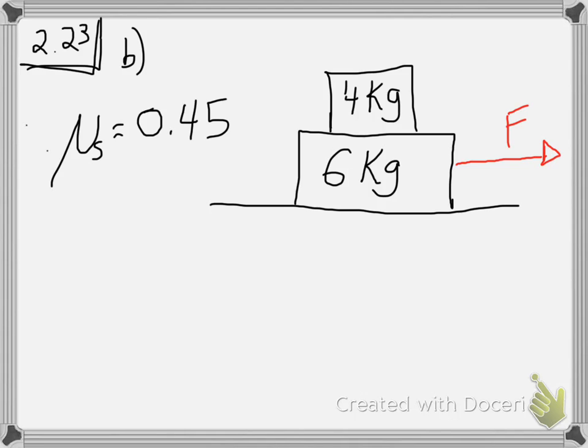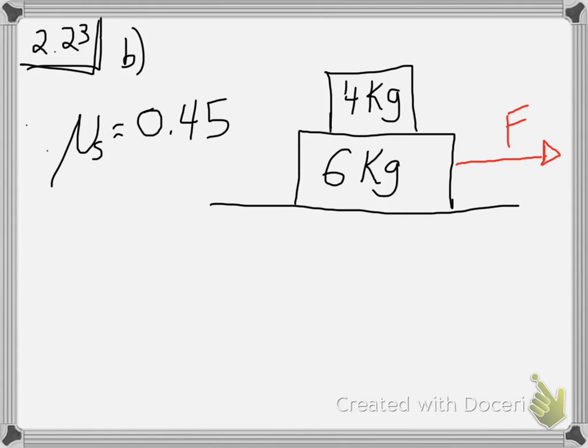Hi there. So part B of work example 2.23 is actually pretty interesting. Here's the scenario. You put the 4 kilogram mass on top of the 6 kilogram mass, and you pull it to the right with an unknown force F, and that's what we're going to be looking for. The coefficient of static friction between the two blocks is 0.45, and the question is, how hard can you pull, what's the maximum force you can pull on the bottom block so that they accelerate together and the top block does not slide off?